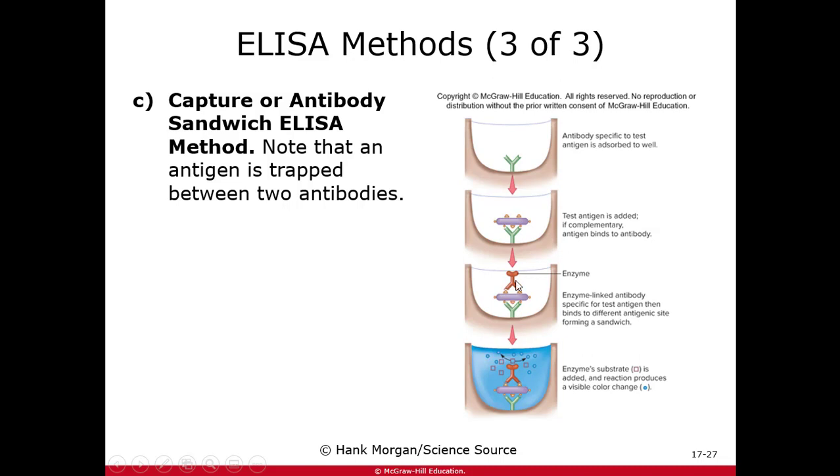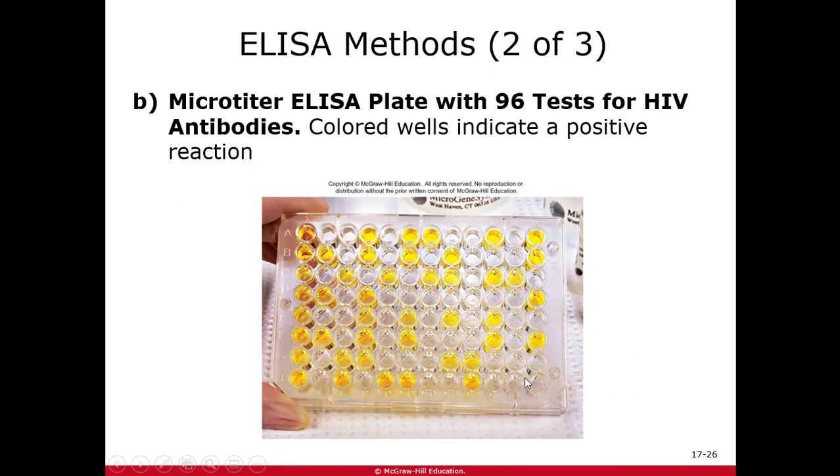Again, this one is showing there's 96 tests. And again, it's one plate that you can actually test 96 different people for. So you can do a lot. It's like mass testing. Anyone on here that shows up as yellow, this one's yellow versus blue, they would show up as a positive reaction, that that patient has a particular antibody or a particular antigen.